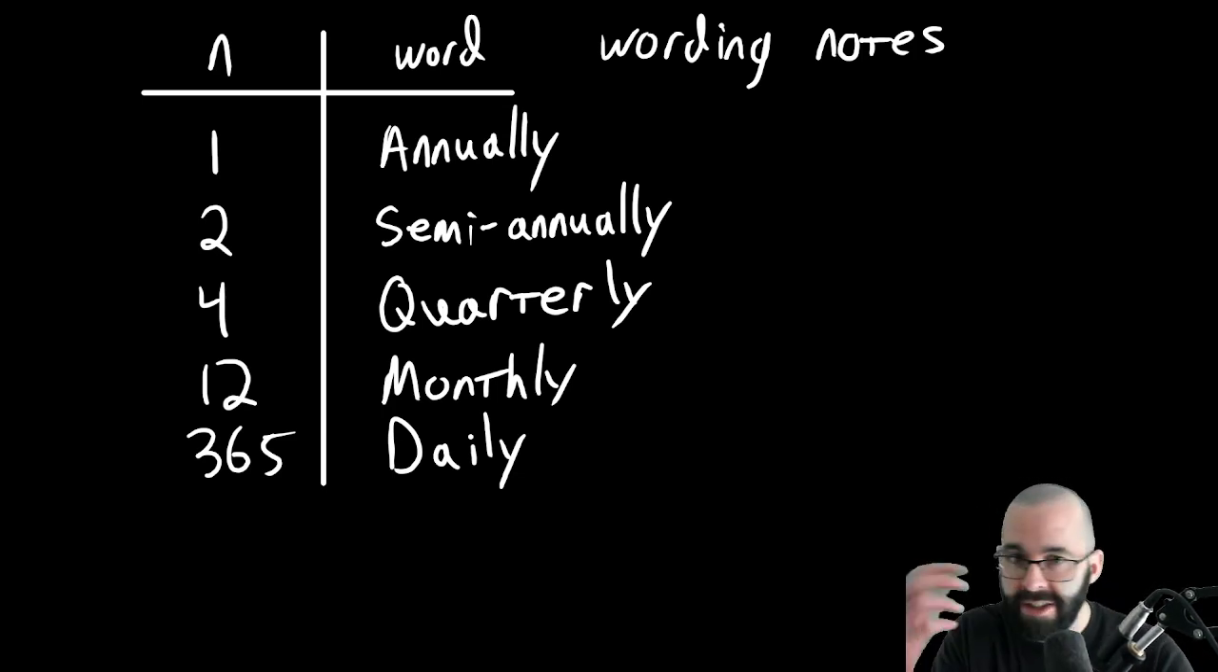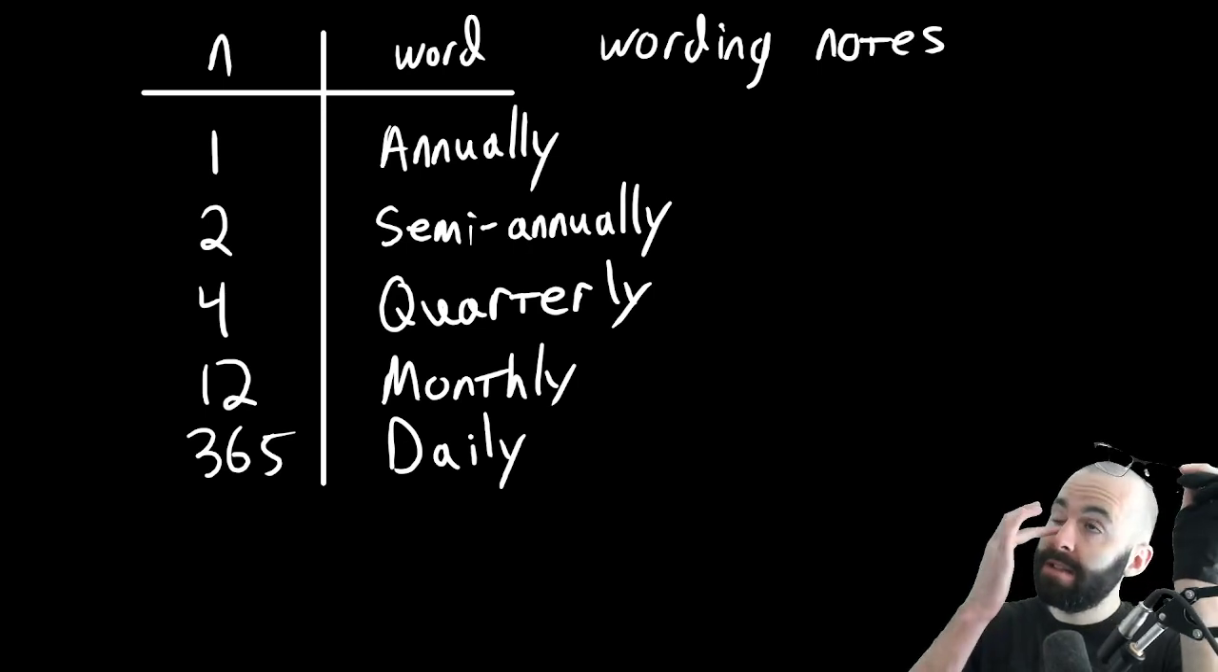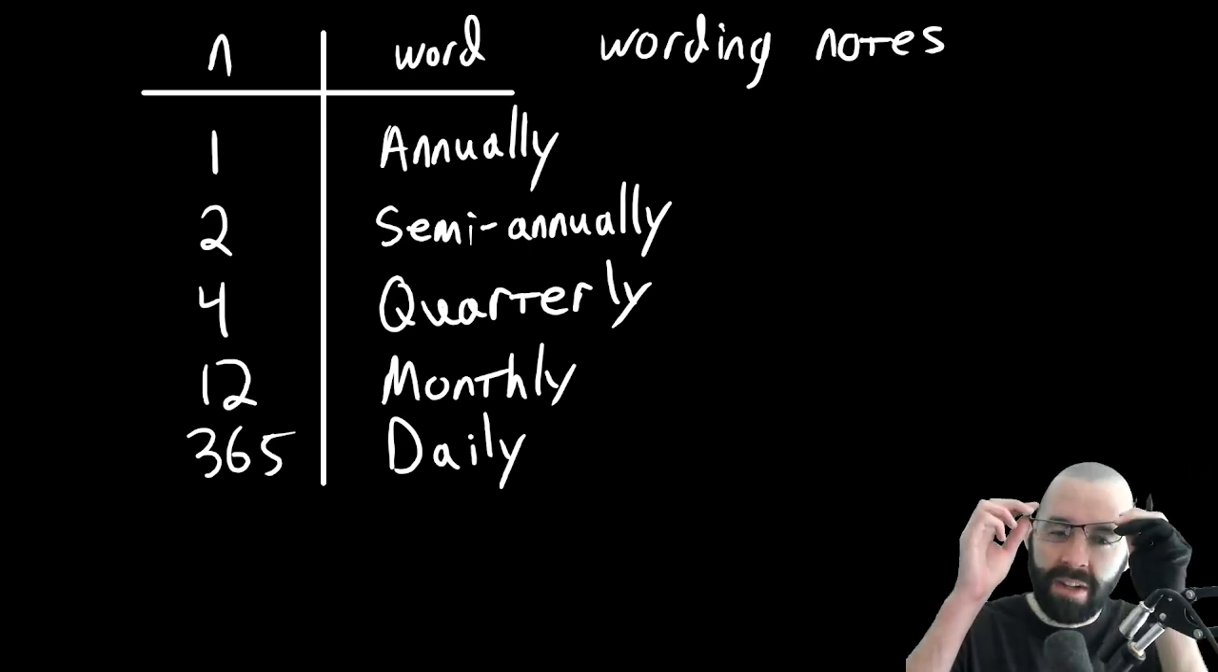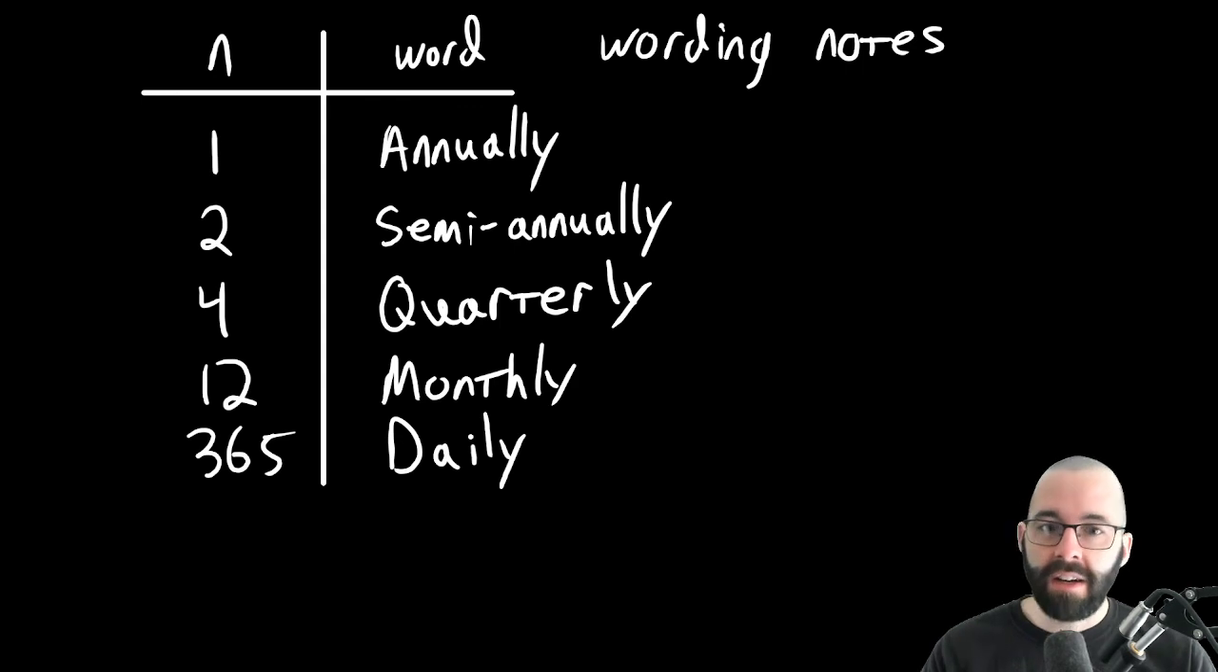Anyway, this is a little cheat sheet for if you're working through things and you see a word and you say, what does that correlate to for n? Good luck on this compound interest, and let me know if you have questions.